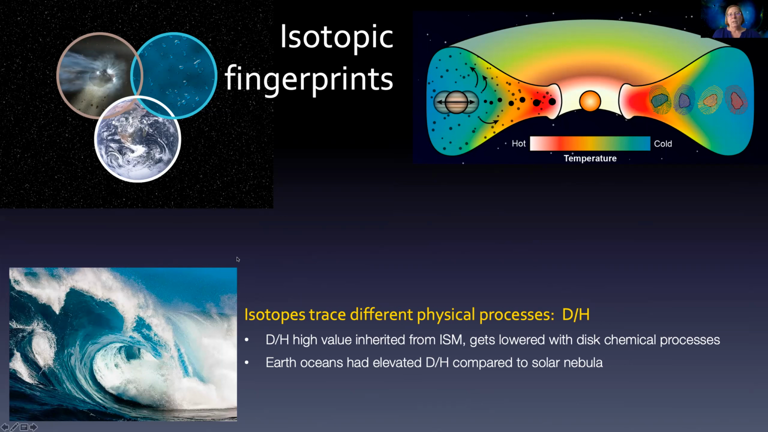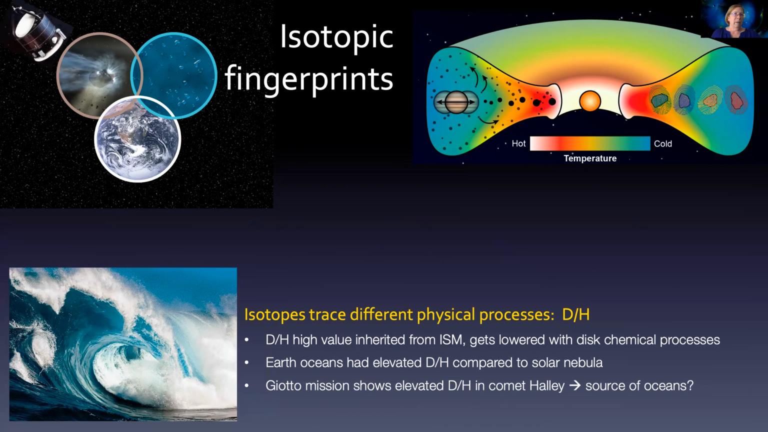So the idea was that we probably would inherit material from the interstellar medium that has a much higher D to H value than you would expect from the Big Bang. And then during disk chemical processes, this can get lowered as the materials are heated up. Now, it had long been known that the Earth's oceans had a very high D to H compared to what we expected in the protosolar nebula. It was about a factor of 6.5 times higher.